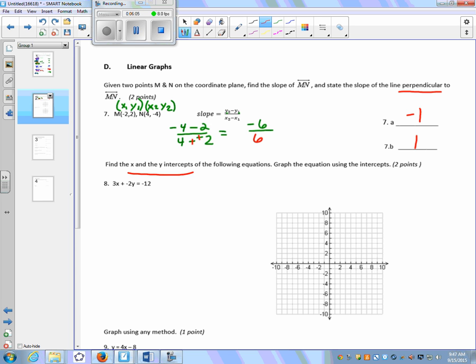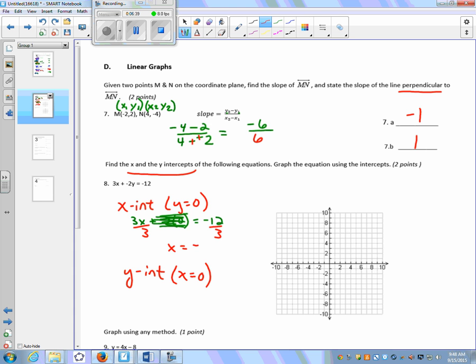Find the x and y intercepts to graph this. The x-intercept is when y equals 0, and the y-intercept is when x equals 0. So to find the x-intercept, we take 3x plus negative 2y and make y a 0, which cancels that term out. Negative 2 times 0 is just 0. So we have 3x equals negative 12. We divide by 3 on both sides, and x equals negative 4.